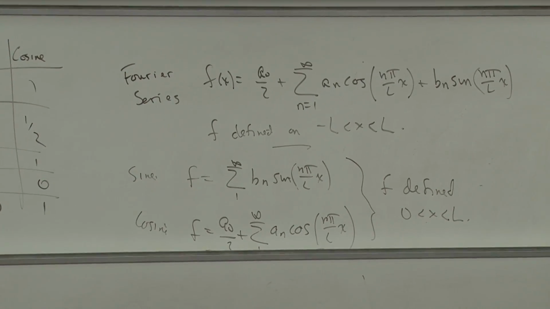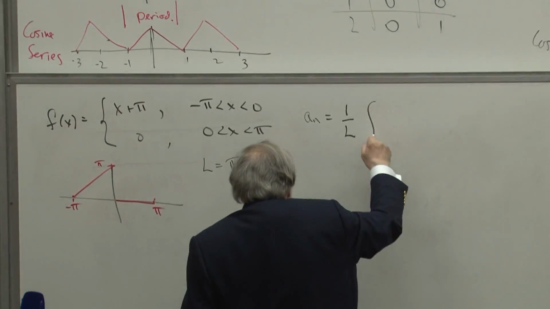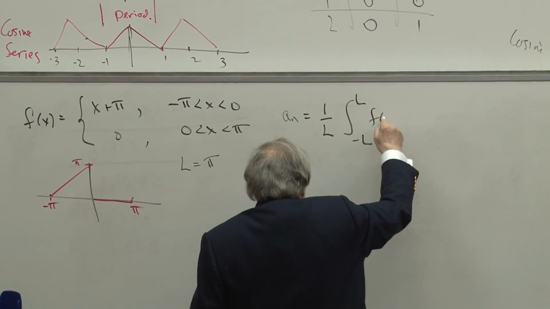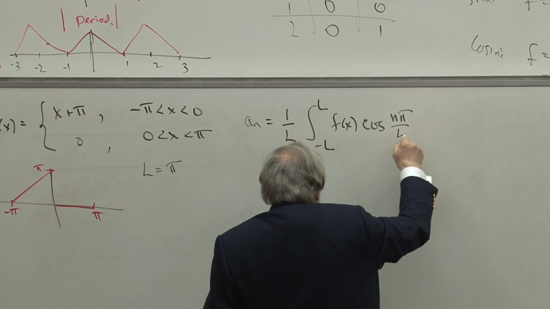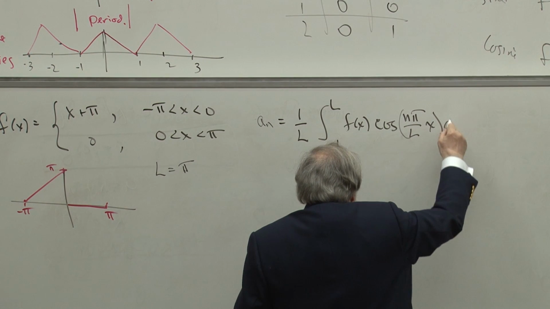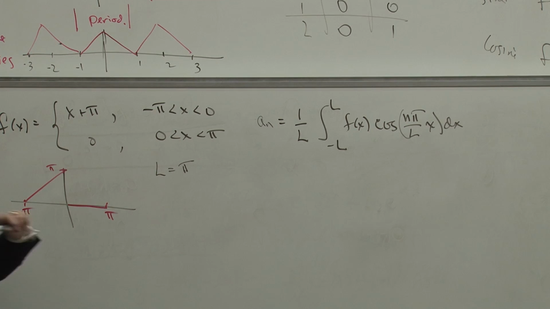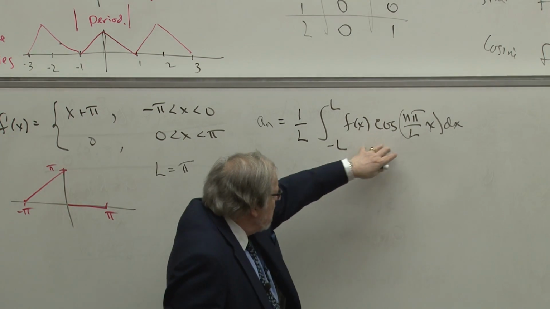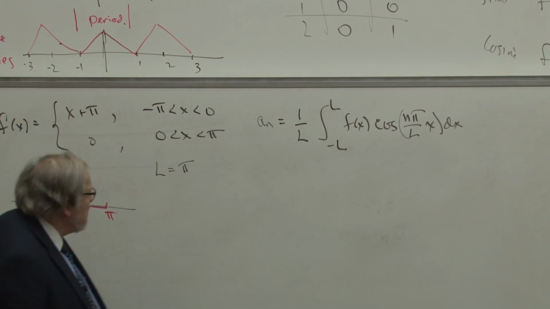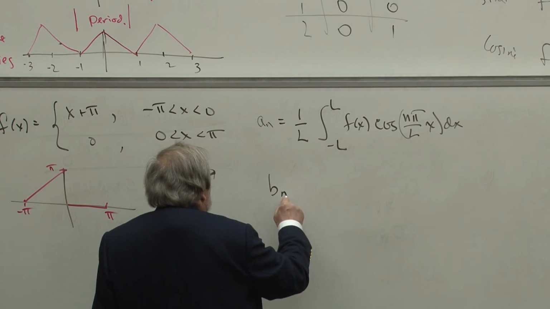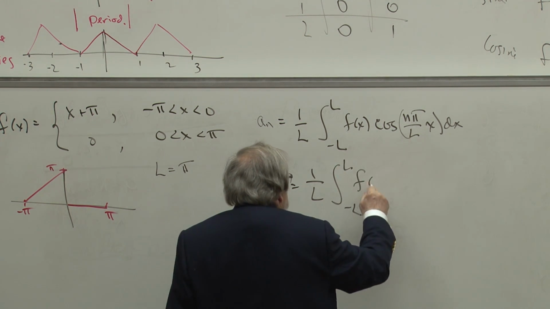A sub n, 1 over L, integral from negative L to L, f of x, A's are cosines. So to get the coefficient of any one of the cosines, we multiply the function by that particular cosine, integrate from negative L to L and multiply by 1 over L. B sub n is the same thing with the sines.